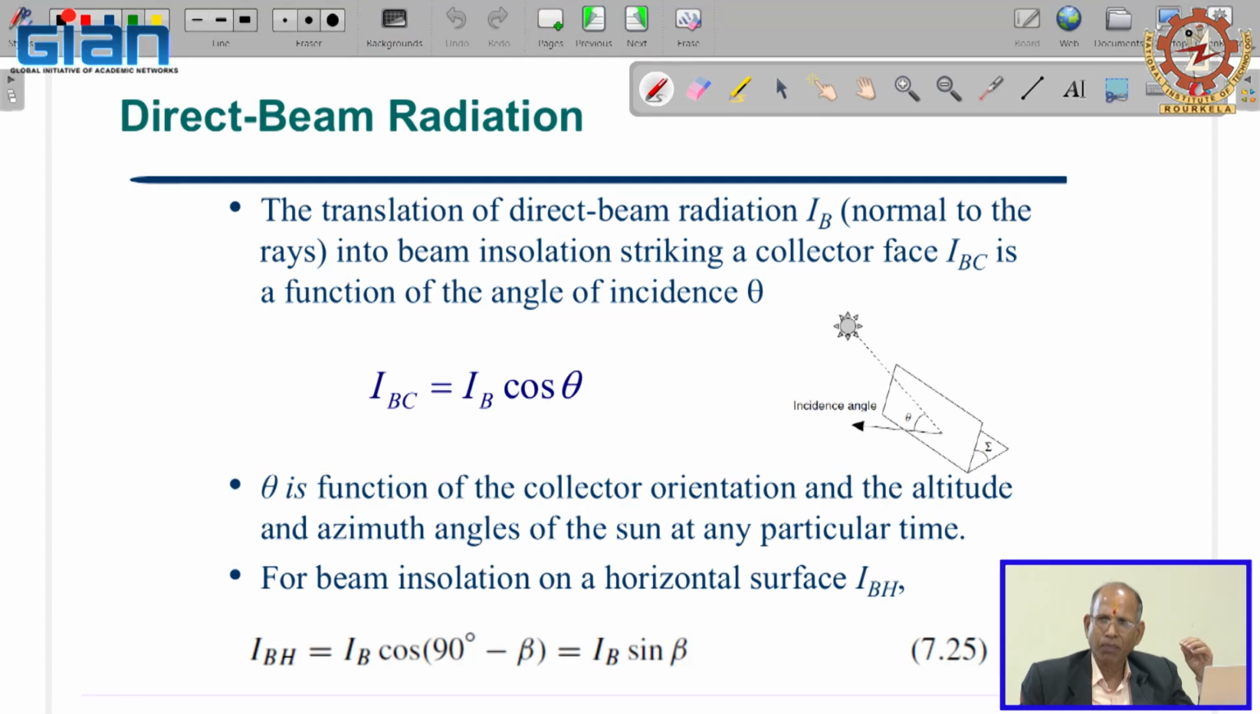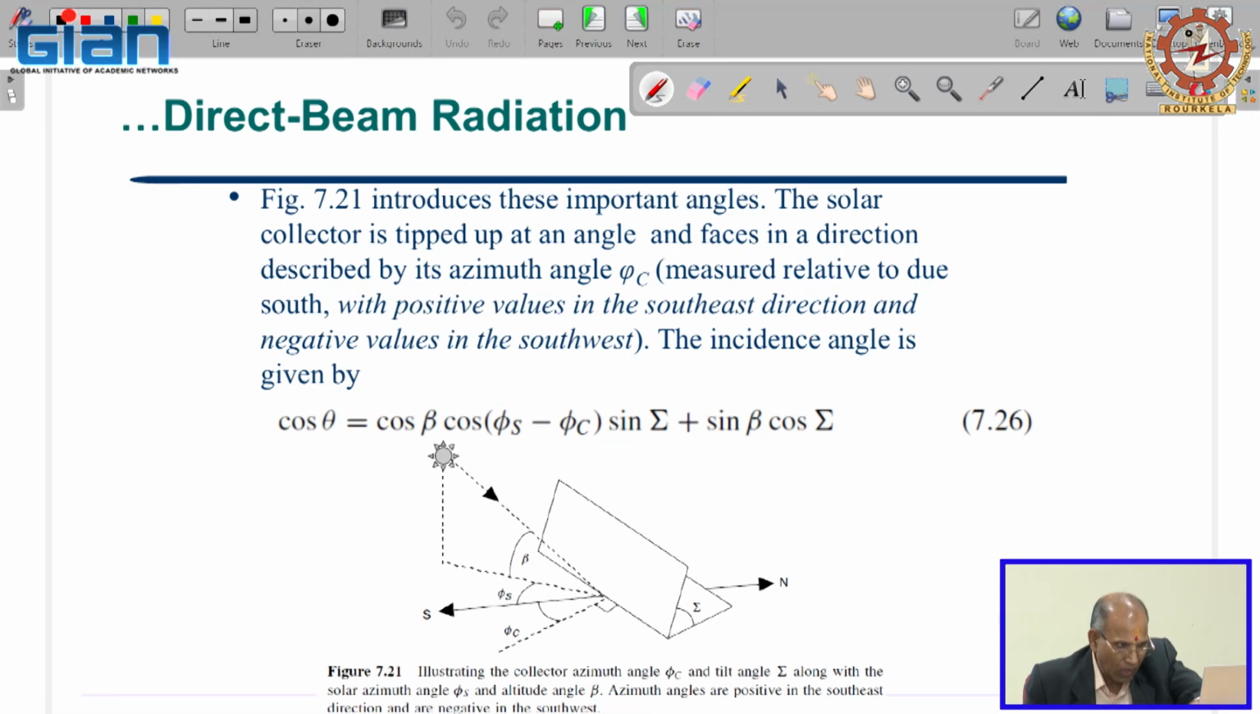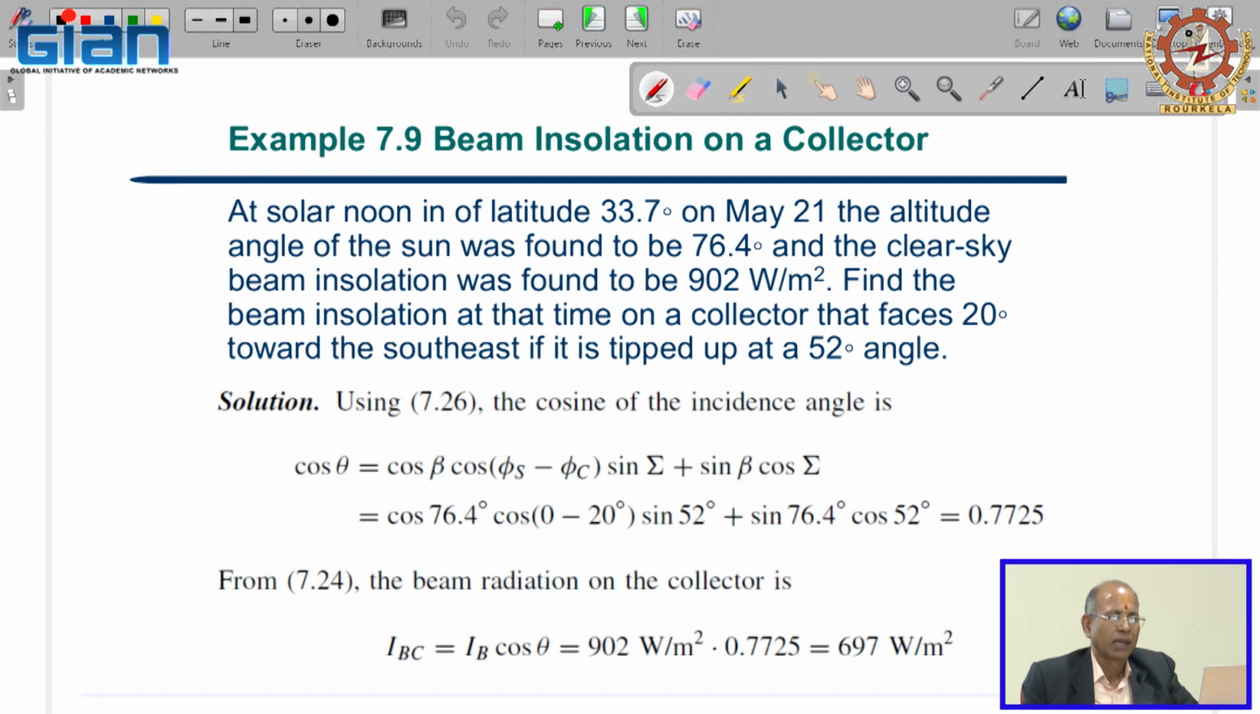So IBC is the beam falling on the collector. It is given by IB into cos theta. I'm not going into these equations too much in detail. Then again, the cos theta also depends upon several other angles, so it is given by equation 7.26. And then for all these calculations, you have to find IBC, making use of all these formulas.